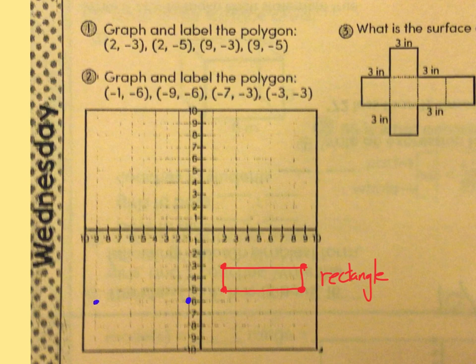Then we're going to go -7, -3, which is about right there. And then -3, -3, which is going to be about right here. Now, let's combine all of those little points together.